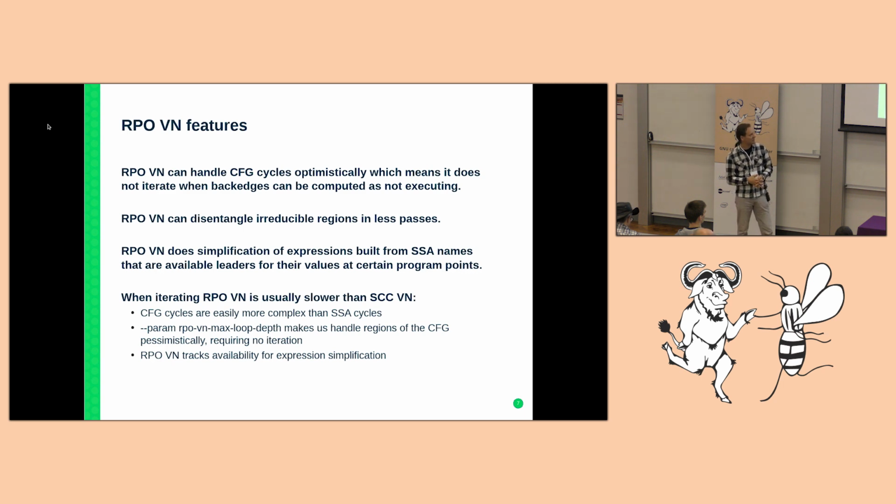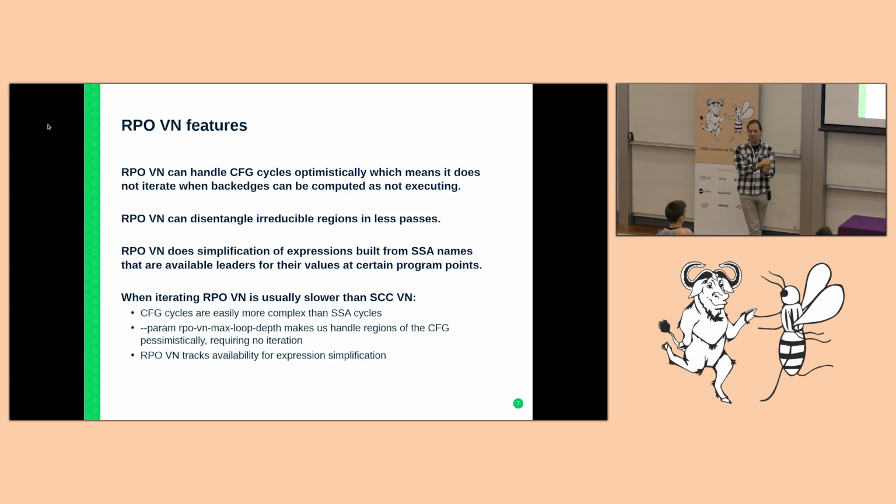Most of the time is, of course, spent in the alias walks, because the rest of the value numbering machinery isn't really expensive. So it's doing the repeated lookups for all loads and stores. That makes it expensive.